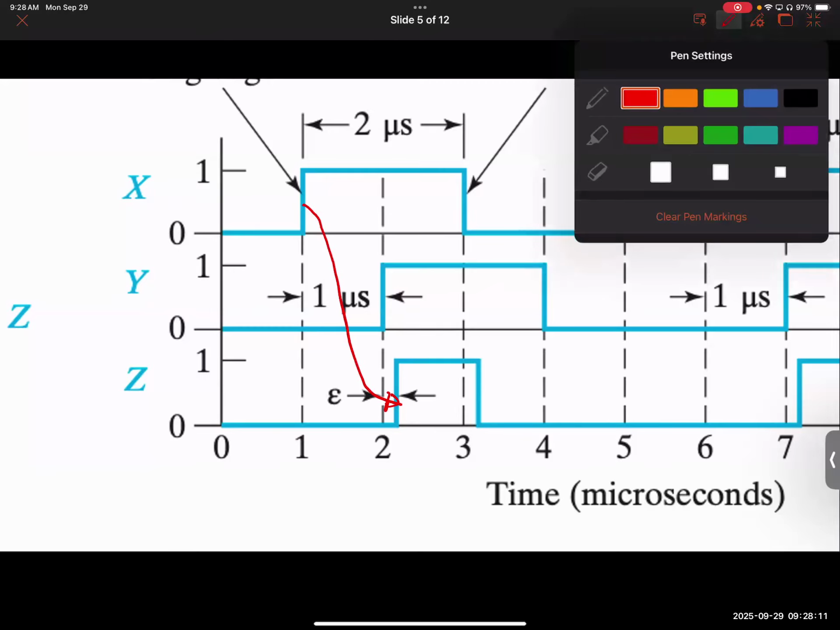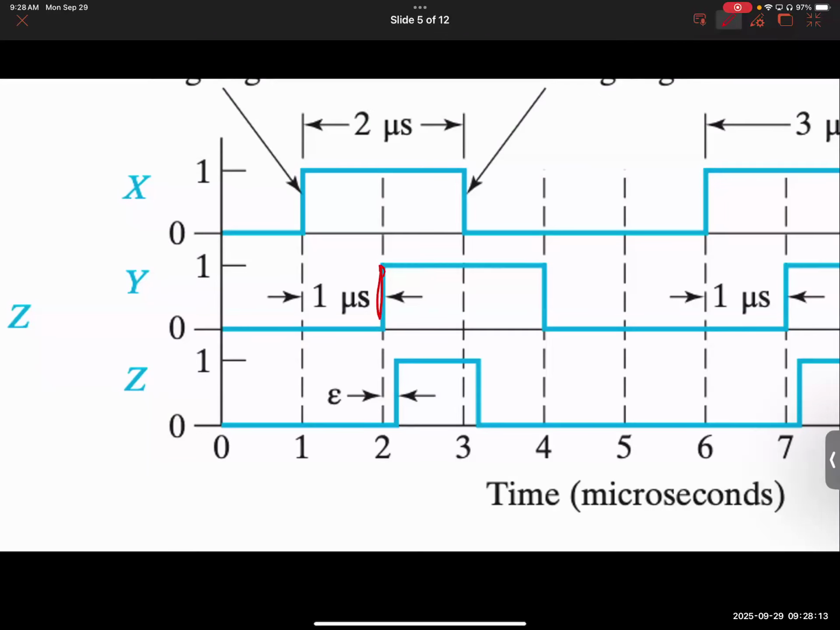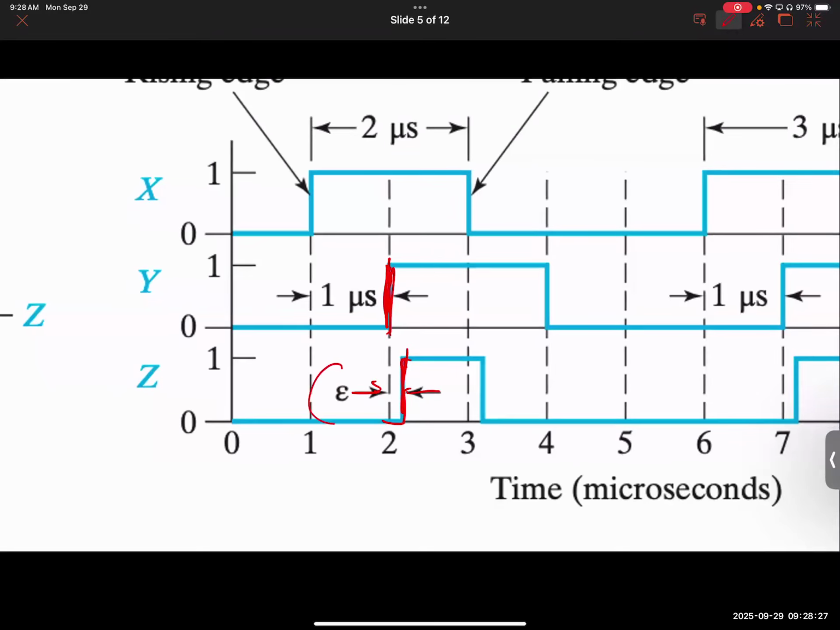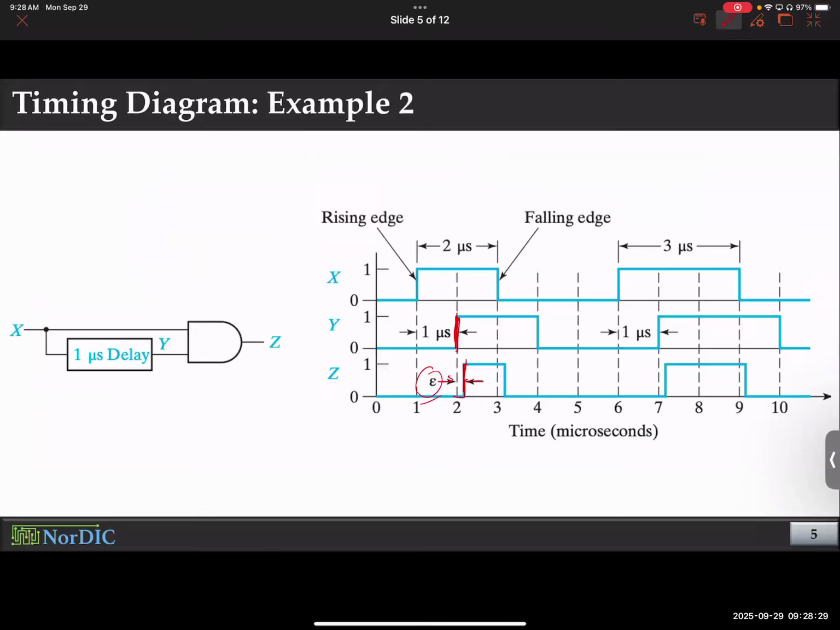So what is the real delay? The delay is, this is the change that led to this transition. So you need to take the difference between this transition and the final output transition. Does that make sense, folks? Okay, so that is the propagation delay. All right. And we represented it with epsilon in the textbook.